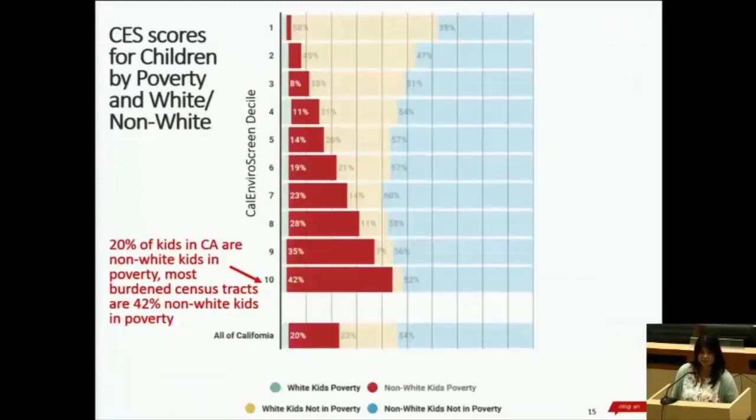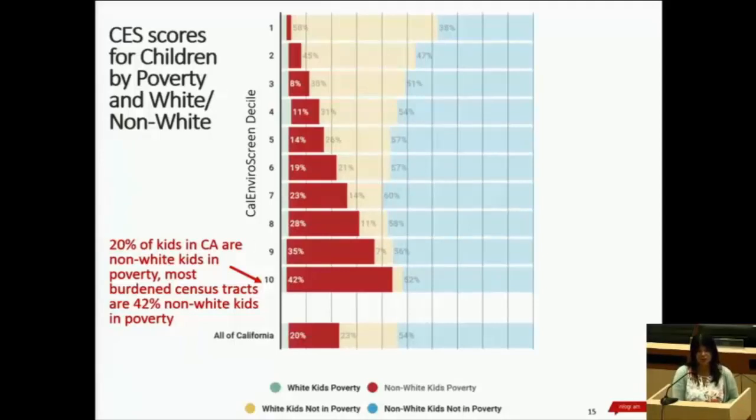My animation's messed up a little bit, but this lightest color at the far left would be white kids in poverty. There are actually not that many white kids in poverty in the state. Red is non-white kids in poverty, so 20% of the state's kids are non-white kids in poverty. Yellow, this kind of faint color, are white kids not in poverty. And then blue are non-white kids not in poverty. So if you can follow along.